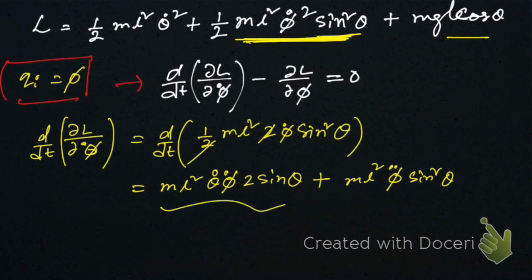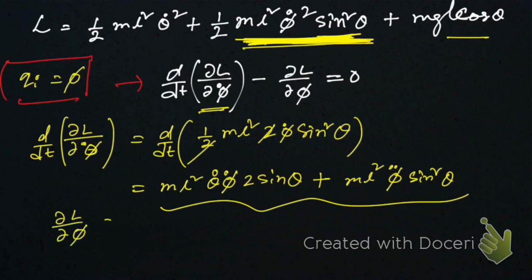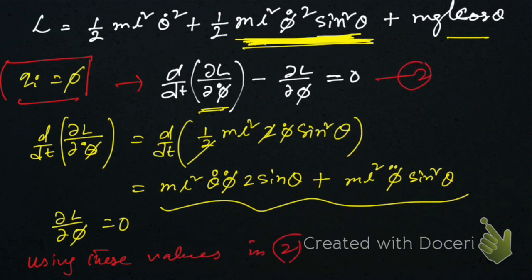So now let us use this result here. We have got terms only containing phi dot, not phi. There is no phi, that's why this term is going to be 0. So here del L by del phi will be 0. So using these values in equation number 2, suppose this is equation number 2, we just put these values here, and here it will be 0.